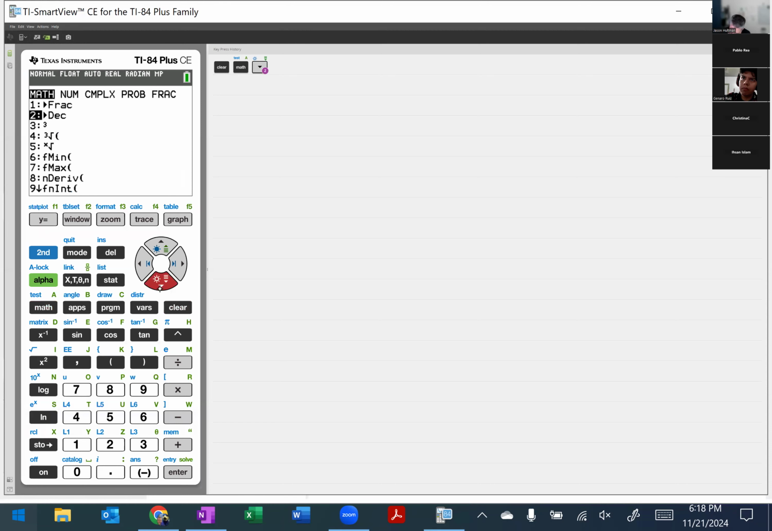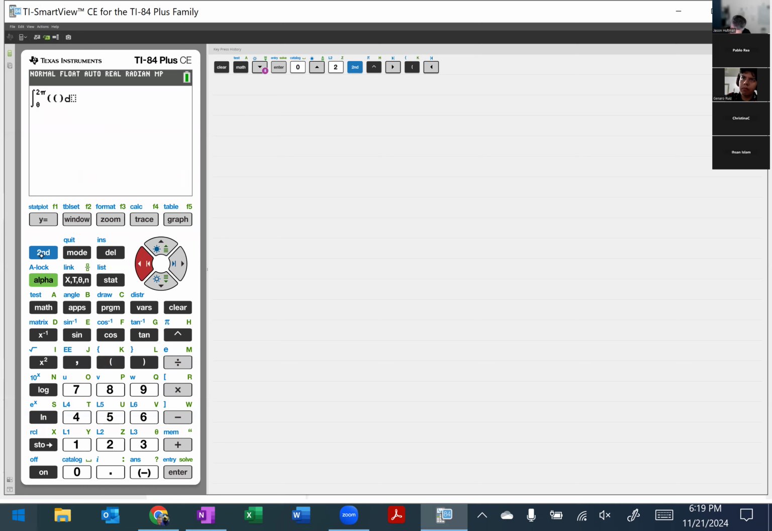Let's do some numerical integration. Number 9 here. So we want 0 to 2 pi of, I'm going to choose x, the square root of 2 plus 2 sine of x, dx. Does that give me, yes, it gives me 8.